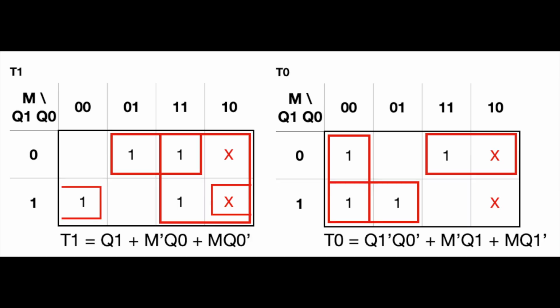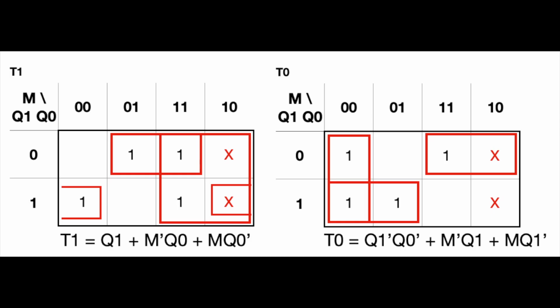These are the K-maps for the T flip-flops. As you can see, the rows are for M for 0 and 1, and the columns are for Q1 and Q0 in gray code. And we have our do not care conditions on the right side of both of these charts for 1, 0 because we're not using the value 2.